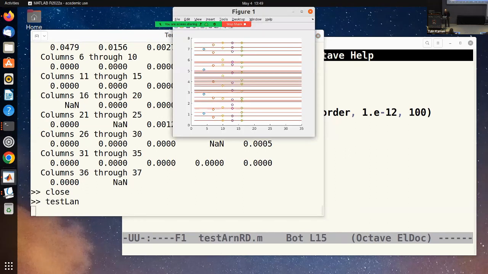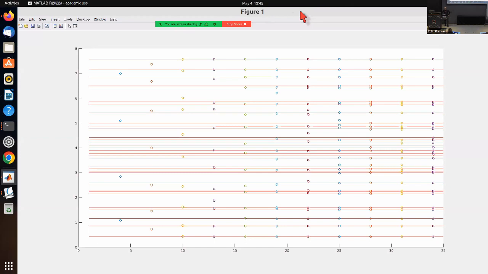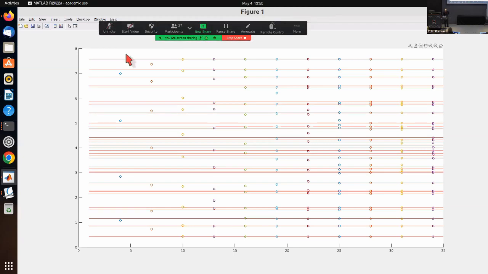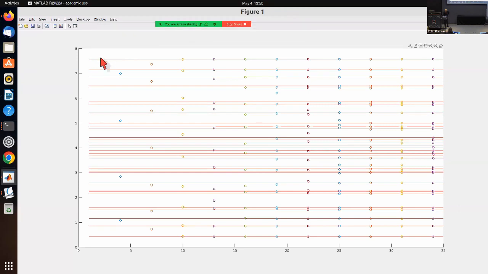Right. So here's what this curve shows. It's a curve you will often see in the literature to illustrate the convergence of Lanczos. Each of these horizontal lines is an eigenvalue. This is a small problem. I don't know what size it is. It's a very small problem.